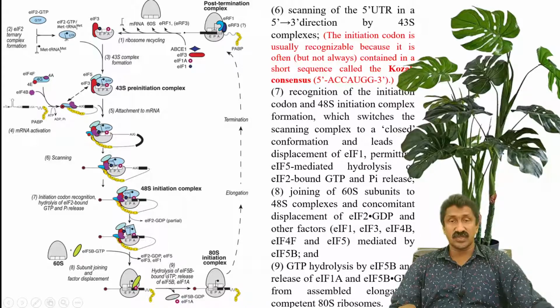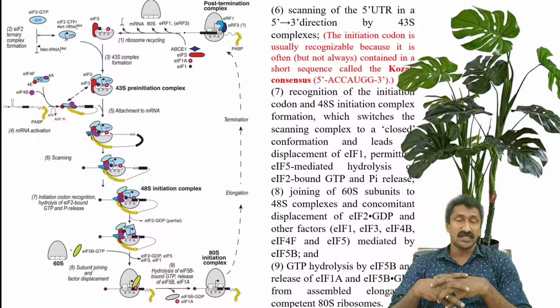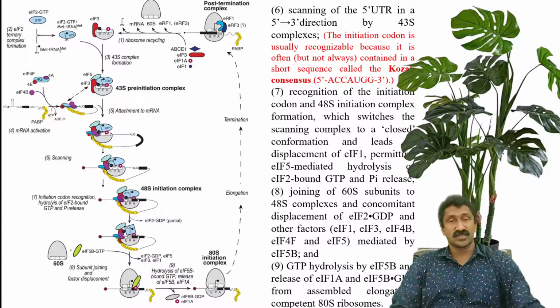So at the 9th step, we can see that this complex, that is the initiation factor 5B GTP complex, will be hydrolyzed, and initiation factor 5B GDP and eukaryotic initiation factor 1A etc. will be released from that complex. And finally, it forms the 80S initiation complex.